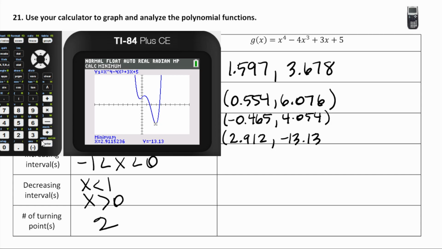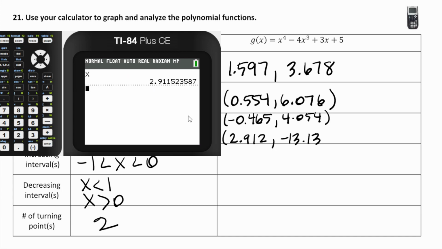Now I have a feeling it's just going to be negative 13.130, but in this class we need to be accurate to 3 decimals, so it might be good for me to show you how we can check on this. You can do this 2 ways. You can copy down this number to type it in later, but you actually don't need to, because when you solve for this minimum, it stores this number in for x. So we can quit out here, press x, and then look at that 2.912 number.